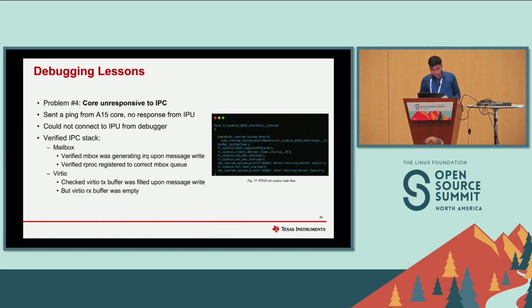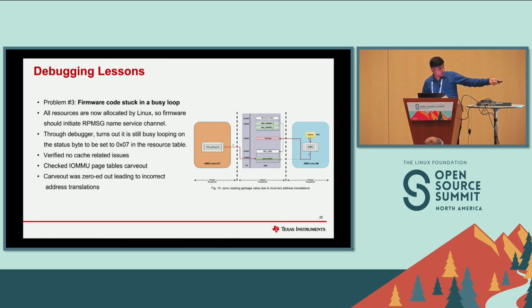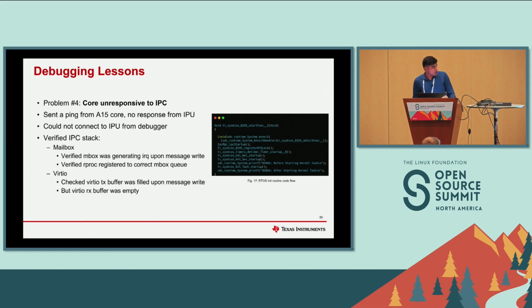Okay, this is the final problem that we had. Here the core was unresponsive to IPC. Now with that non-zeroing function, the page tables were not cleared, so it was reading from the correct address now. It was 7. Then the firmware was doing its initial RP message init sequence, where it was announcing the firmware, the IPC channel where all those ping pongs will be happening. The channel came up, that's fine.